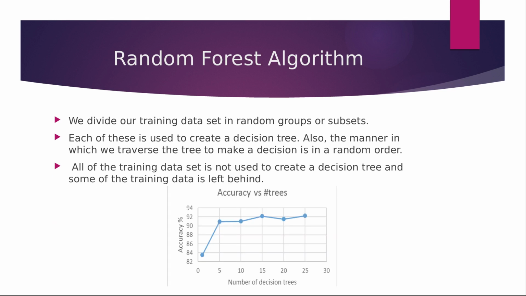We divide a training data set into random groups or subsets. Each of these subsets is used to create a decision tree. Also, the manner in which we traverse the tree to make a decision is in a random order. All of the training data set is not used to create a decision tree, and some of the training data is left behind. Here we can see a plot of accuracy versus the number of trees. As we increase the number of decision trees, we can see the accuracy goes up by a little because we are considering more training data points to make a decision.